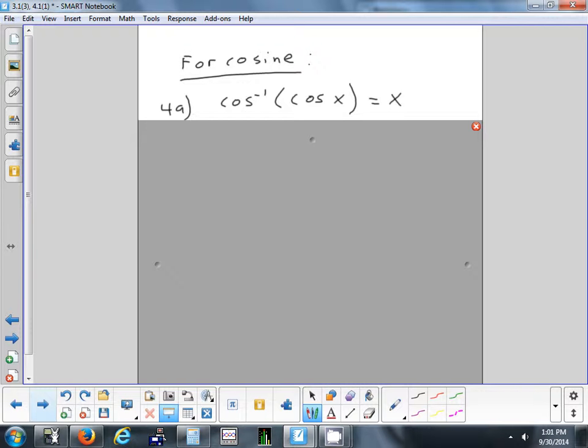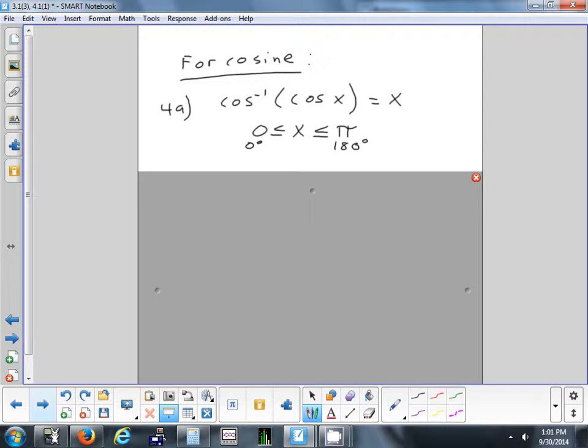All right, so this time inverse cosine of cosine, they will cancel each other out. And the answer you get is exactly what you start with, as long as x is between two values. What was our restriction from yesterday on cosine, or inverse cosine? Yep, 0 to 180. If you're doing it in radians, you're between 0 and pi. In degrees, it's 0 to 180.